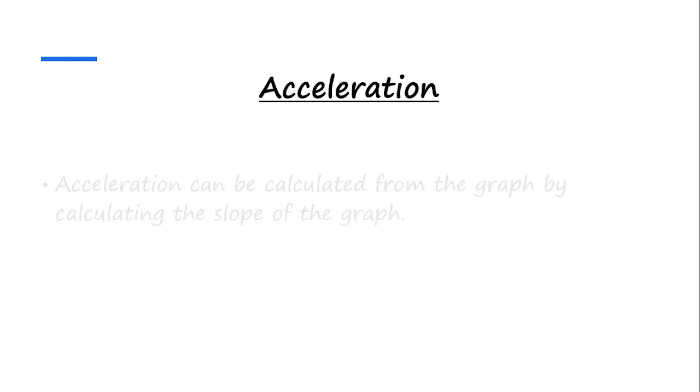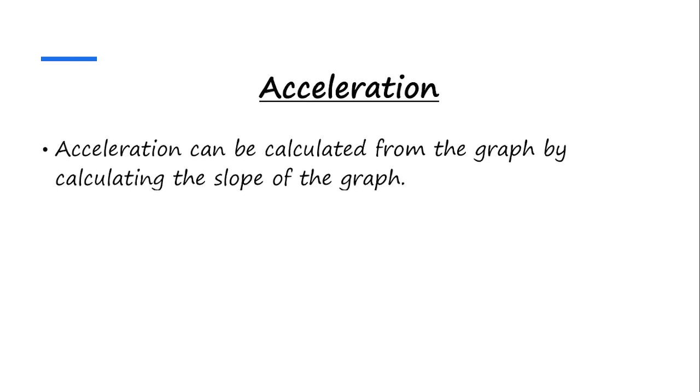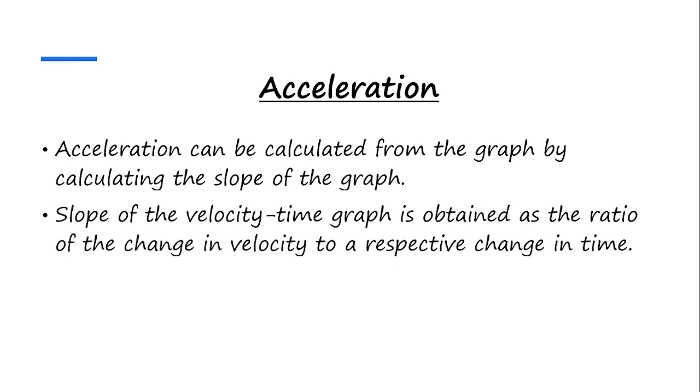Now let's talk about the acceleration. Acceleration can also be calculated from the graph by calculating the slope, or gradient, of the graph. The slope of the velocity-time graph is obtained as the ratio of the change in velocity to the respective change in time.